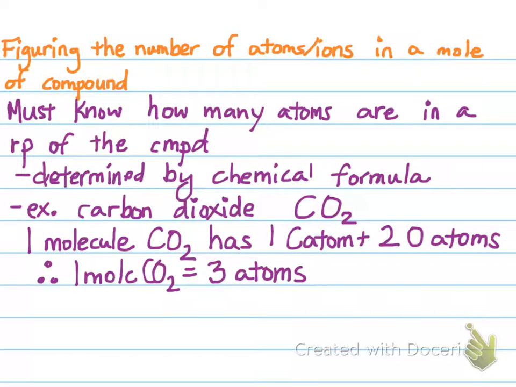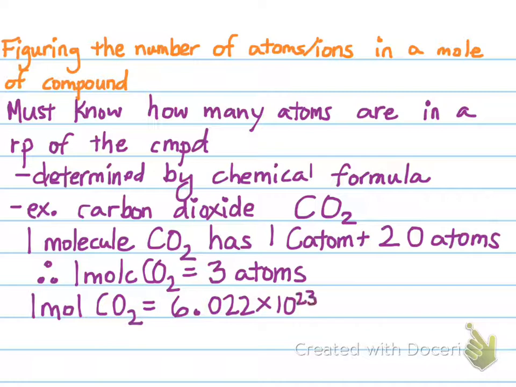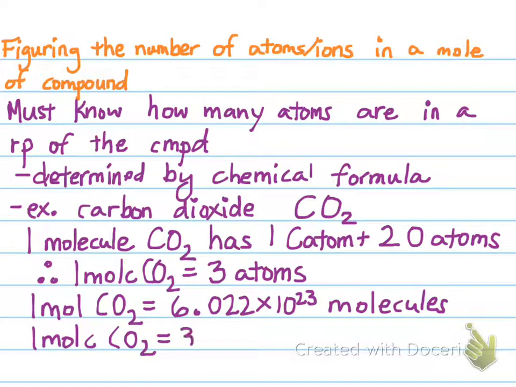So we know that 1 mole of carbon dioxide is equal to Avogadro's number of molecules. And it has to be molecules because carbon dioxide is a molecular compound. I can't go straight to atoms because it's not an element. And we know that 1 molecule of carbon dioxide is equal to 3 atoms.